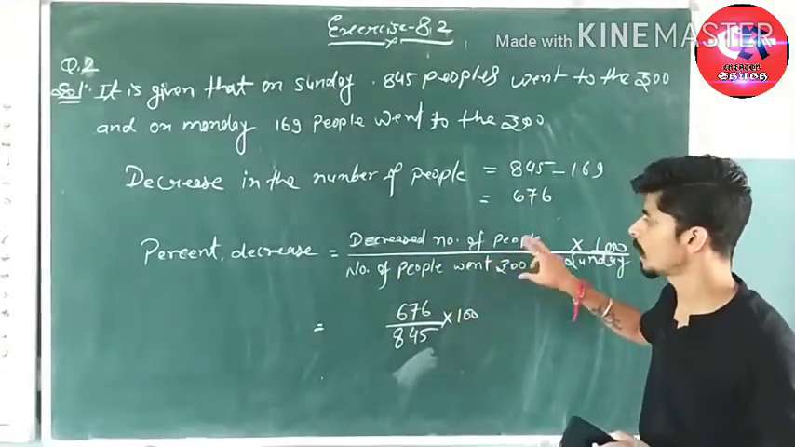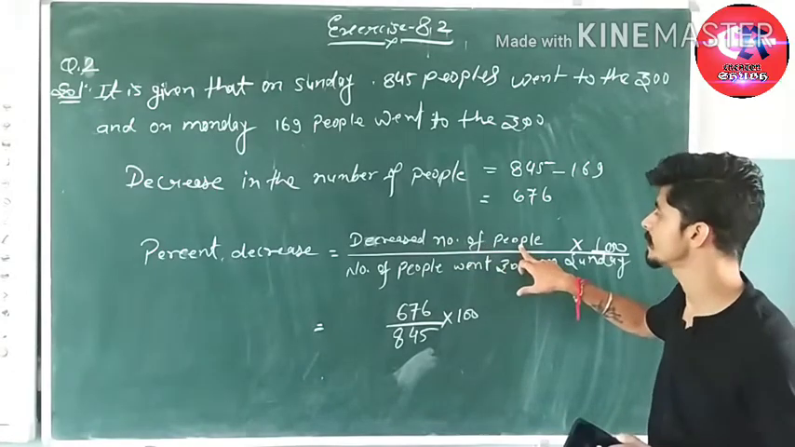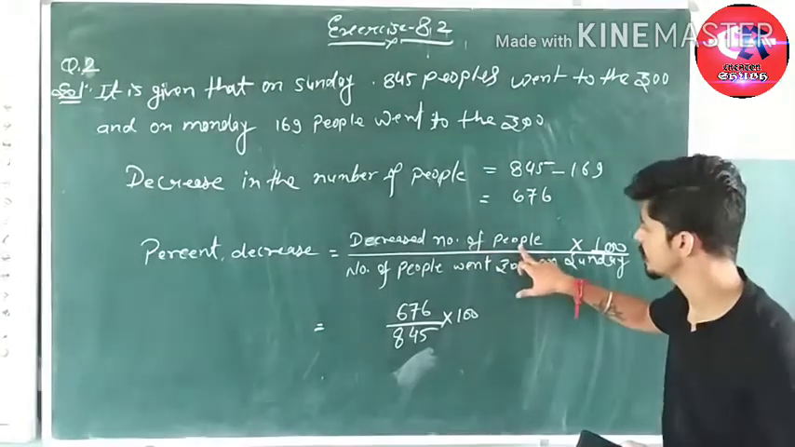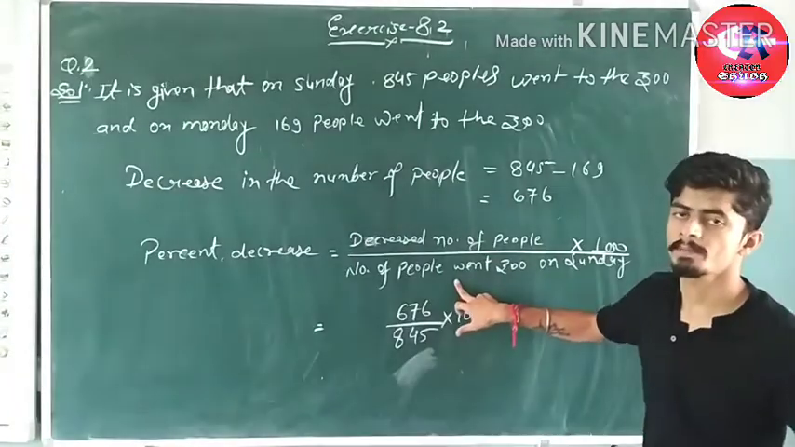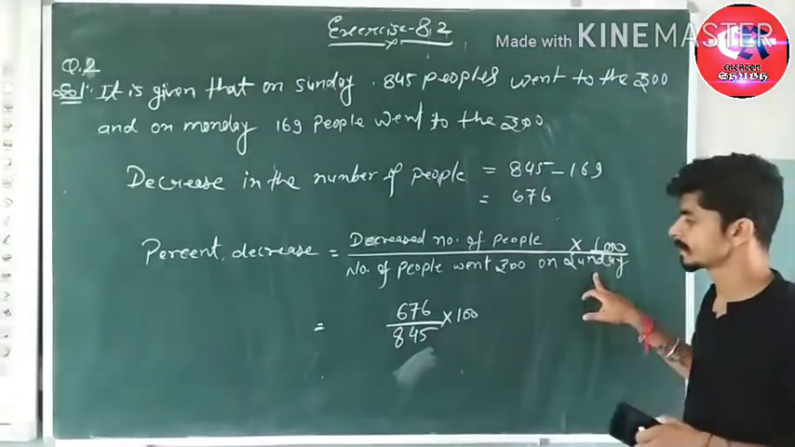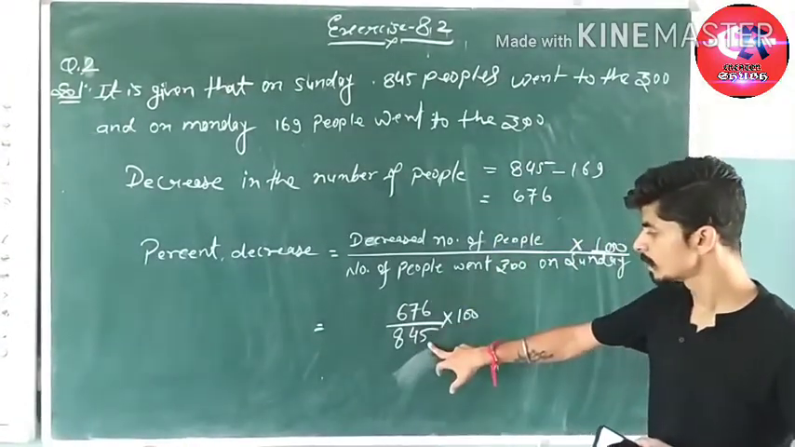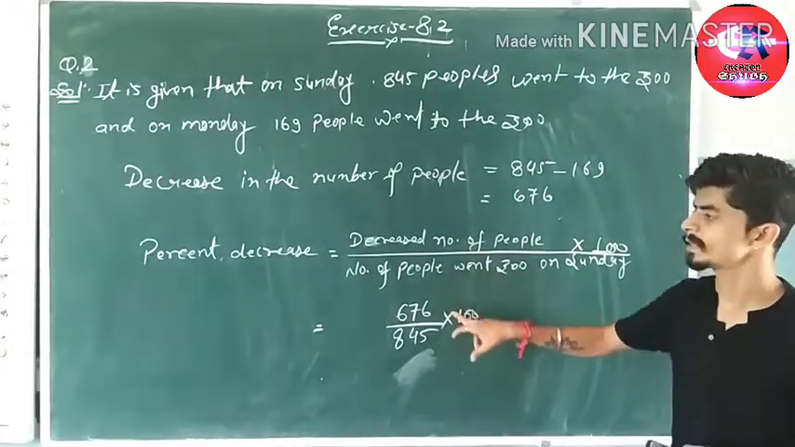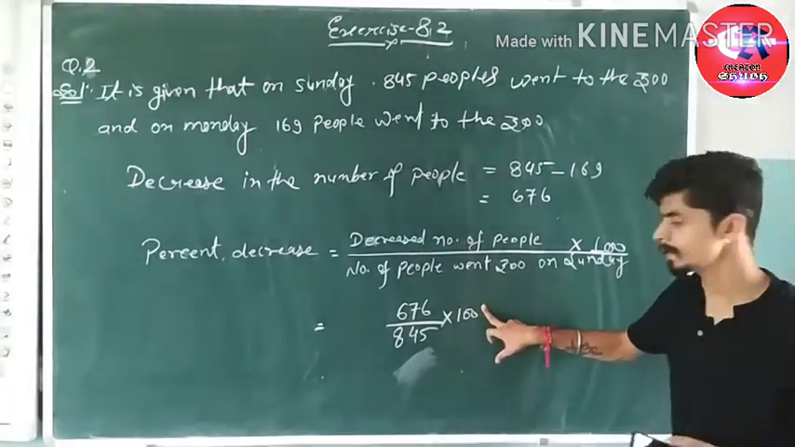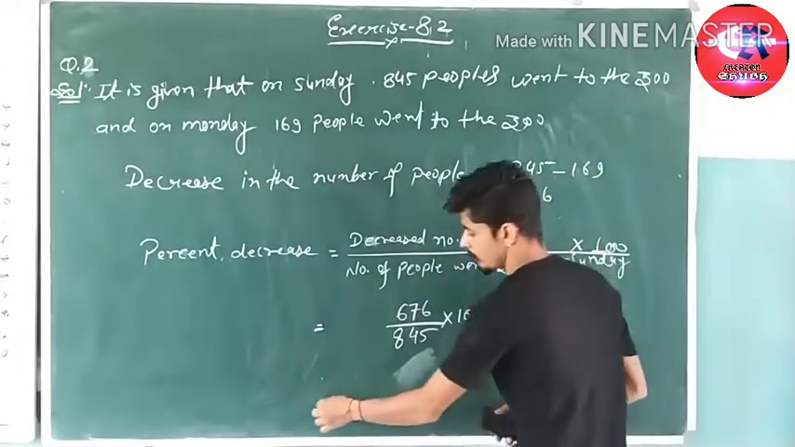Here, the number of people decreased, we have to write in the numerator, and the total number of people who went to the zoo on Sunday is 845. So 676 upon 845 into 100, we are finding the percentage. That's why we have to multiply by 100. Now we have to simplify this, reduce it, and find a number.